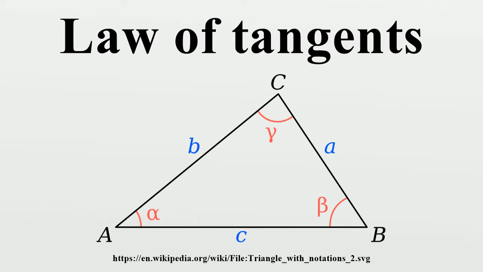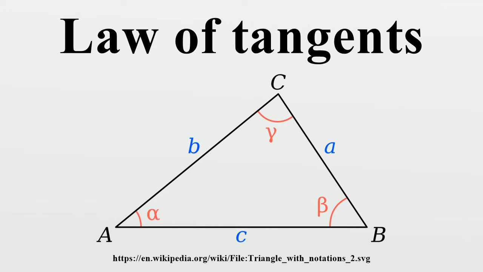In the time before electronic calculators were available, this method was preferable to an application of the law of cosines, c equals the square root of a squared plus b squared minus 2ab cos gamma, as this latter law necessitated an additional lookup in a logarithm table in order to compute the square root.